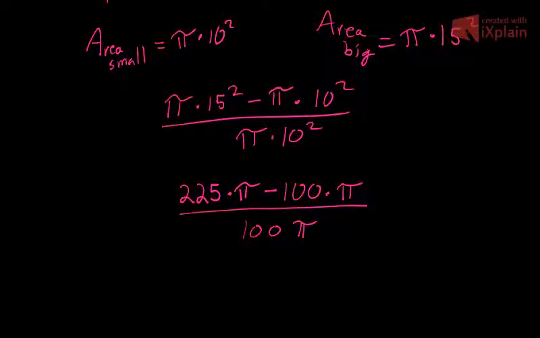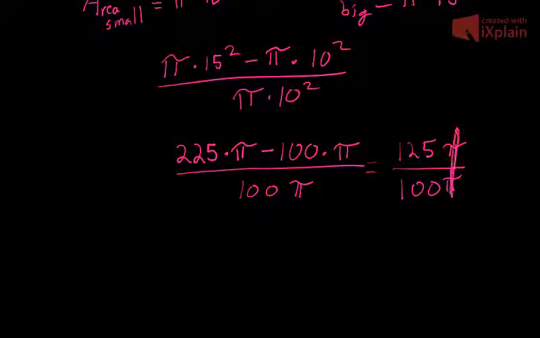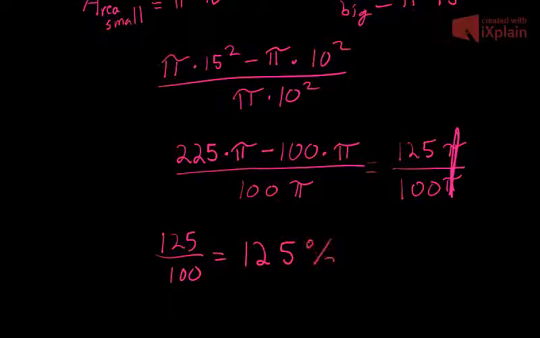So going through this, we're going to look a little bit more at how this is going to work. So I end up with 225 pi minus 100 pi. And if we combine like terms, which I know we know how to do, we'd end up with 125 pi over 100 pi. A little bit of simplification. Pi cancels out with itself, so I end up with 125 over 100, which is 125%.